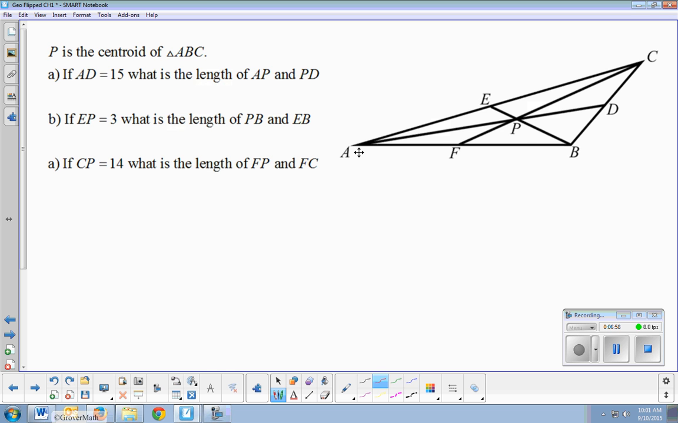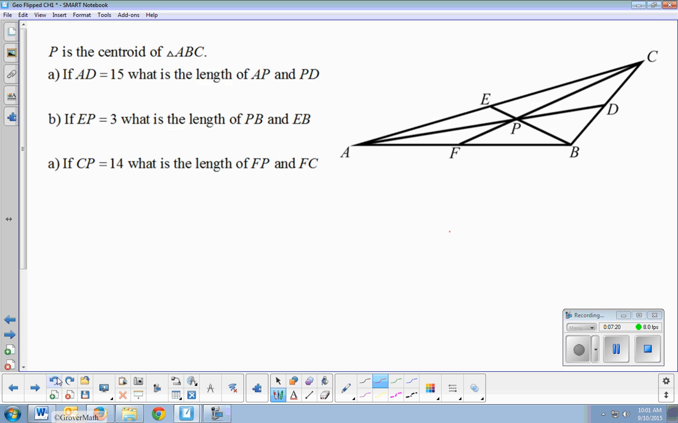So this AD here, that's a median. This EB is a median, and FC is a median, right? Because it goes from the angle to the middle of the opposite side. And then I tell you that point P here is the centroid. So I could tell that these are all medians because they're crossing at something called the centroid. That makes them medians, and that makes these midpoints, and so on.